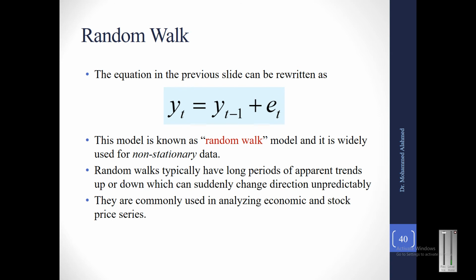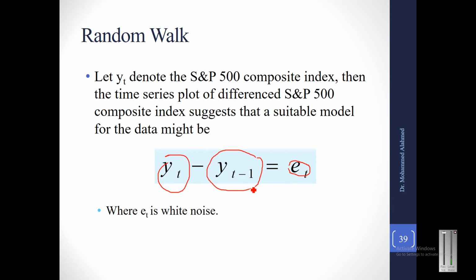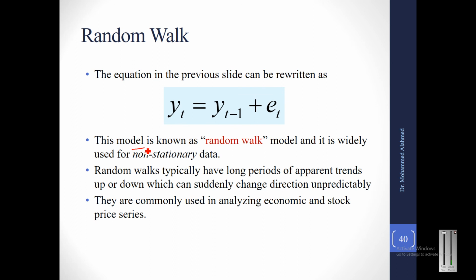So the equation in the previous slide can be rewritten like this. Basically I just move this particular term to the right hand side, so this minus becomes plus here. This model is known as a random walk model and is widely used for non-stationary data, right? This model says that my current value is the previous value plus an error. Random walks typically have long periods of apparent trends, up or down, which can suddenly change direction unpredictably.